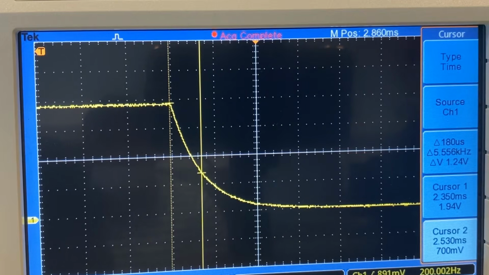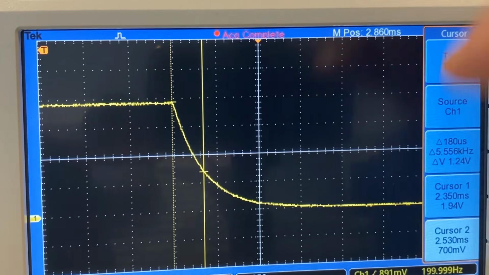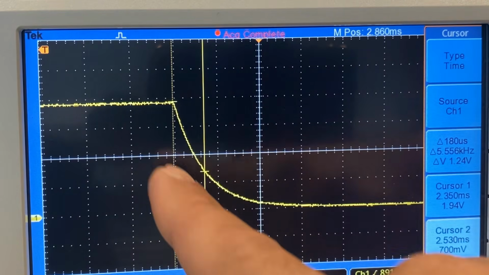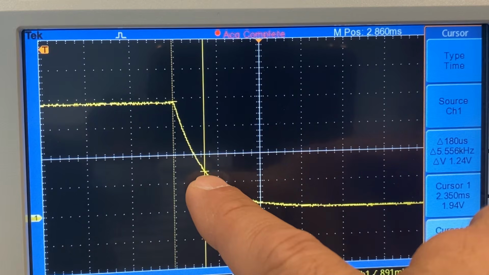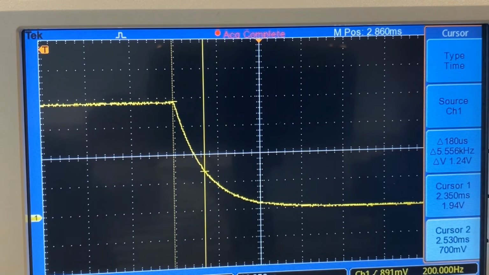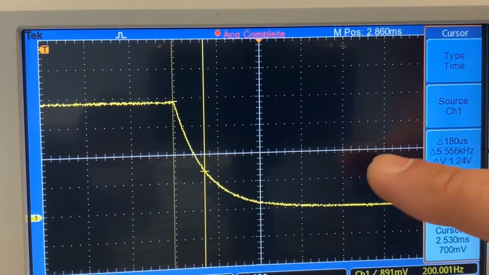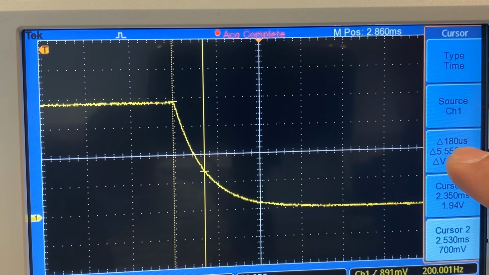And now, again, the definition of the time constant is the time required to go from the maximum to 0.37 of the maximum. So it's the time required to go from 1.94 volts down to 0.7 volts. The time difference between the two cursors represents directly the time constant, which is in our case displayed by the oscilloscope as 180 microseconds. So this is your time constant.